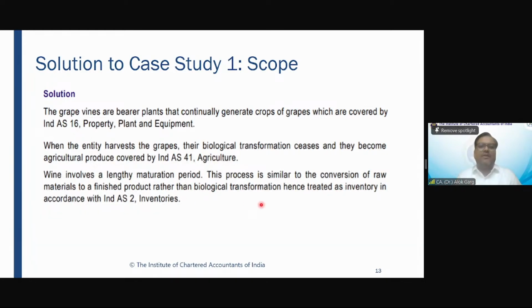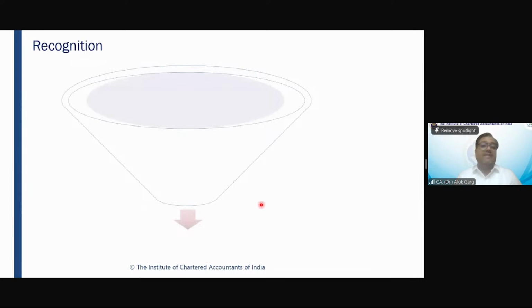So you are not required to write such a technical answer in the examination if this kind of question comes, right? You have to give a simple answer.